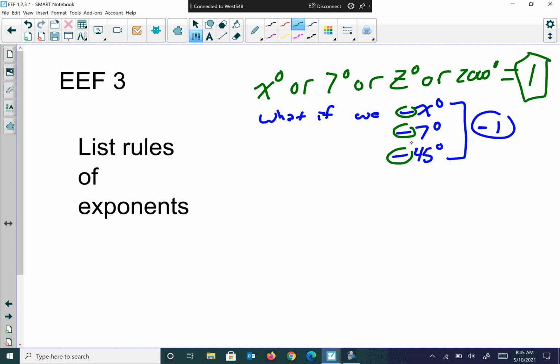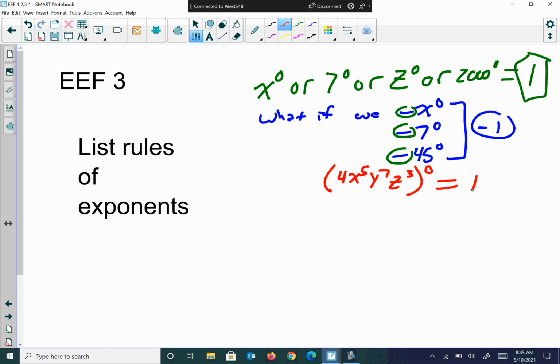If it was a quantity, if it was in parentheses. So you might come across a problem like this. This is going to look a little silly. I actually think this might be a question that's on the test. That whole quantity is raised to the 0 power, the whole thing's 1.